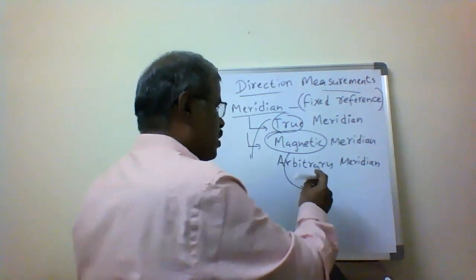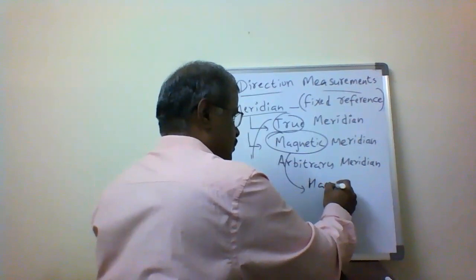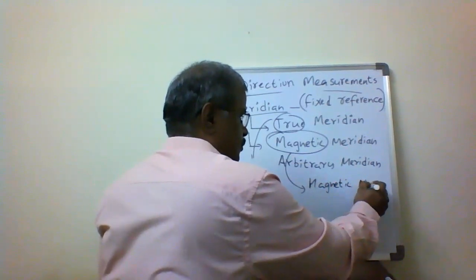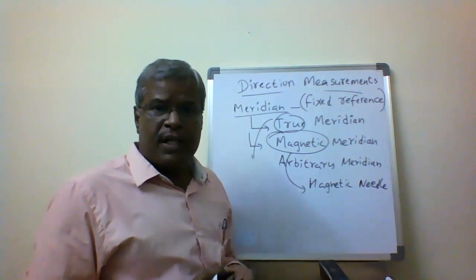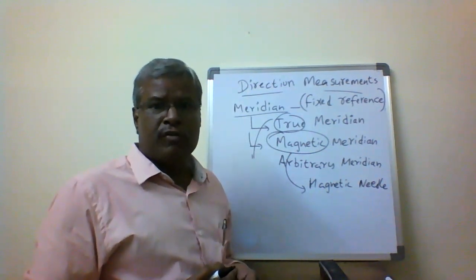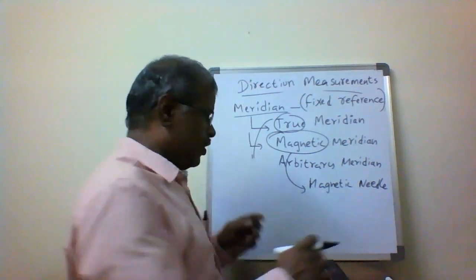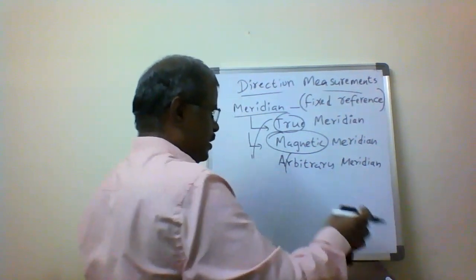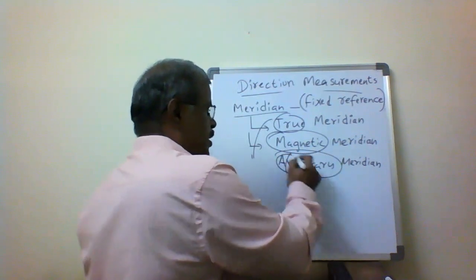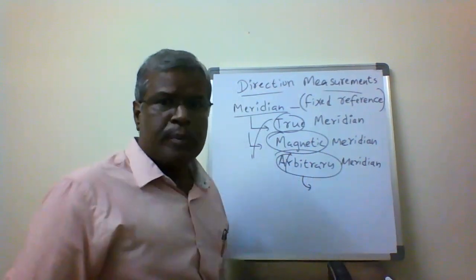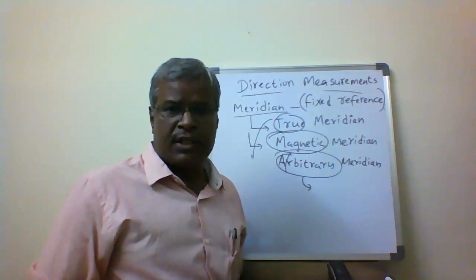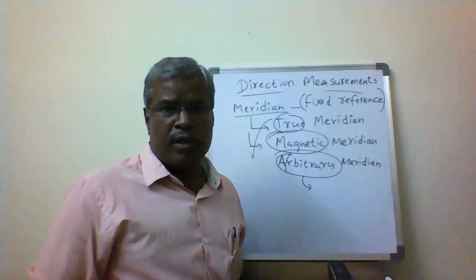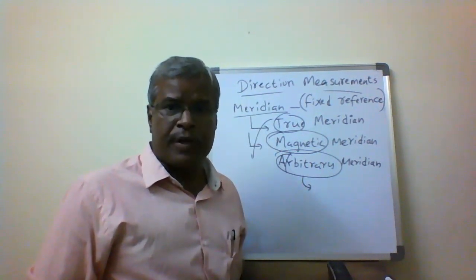Similarly, this is called the magnetic needle. A freely suspended magnetic needle taken as the reference direction is called the magnetic meridian. Then finally, the arbitrary meridian. The term arbitrary means any temporary direction or any temporary line that I take as the arbitrary meridian. That is called the reference point.